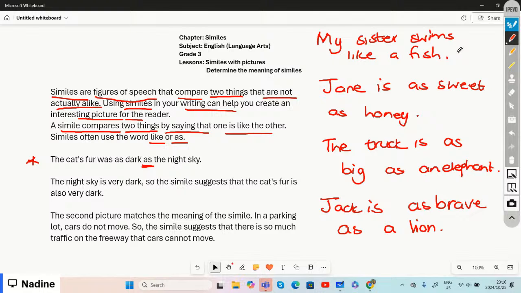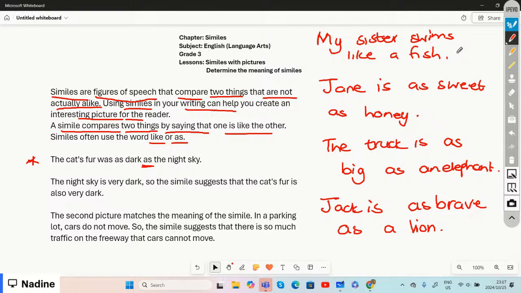The cat's fur is as dark as the night. Jane is as sweet as honey. Jack is as brave as a lion. Right? We are comparing those two things by saying that the one is like the other. And we either use the words like or as to compare those two things.